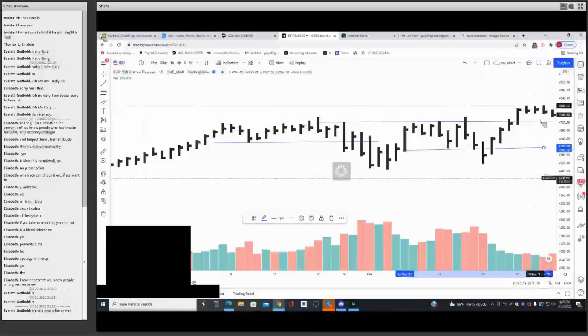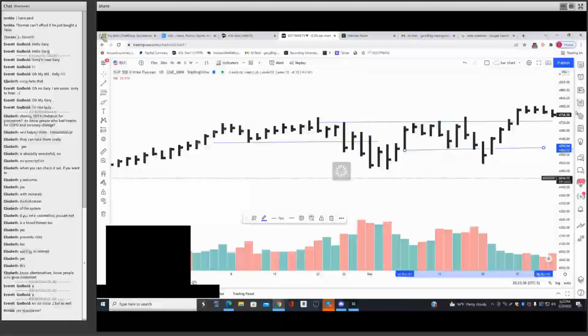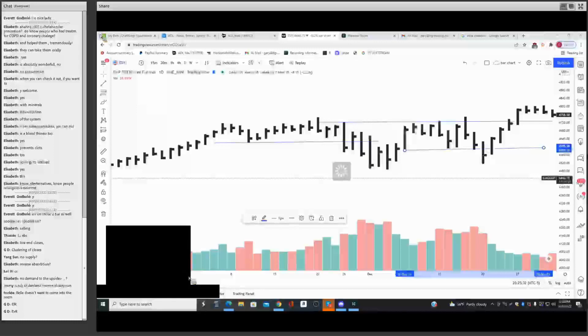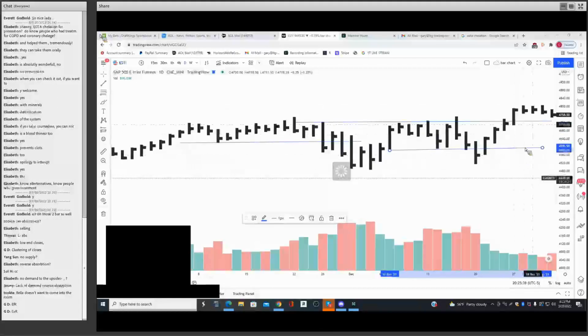What can you tell me about these bars here? What can you tell me about these bars right here? What do those bars tell you? So, you have low end closes, right? You have low end closes, right? Not what you think for absorption.